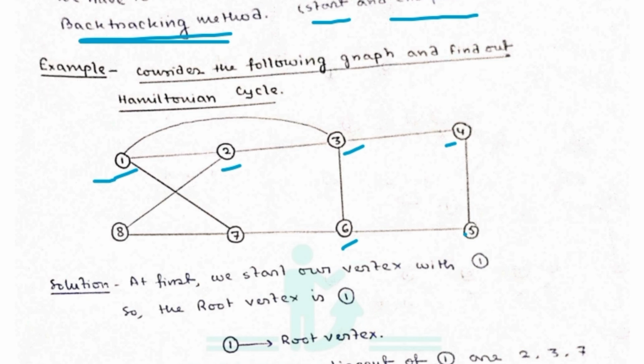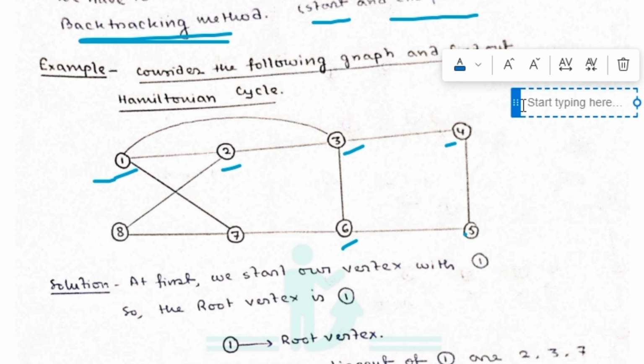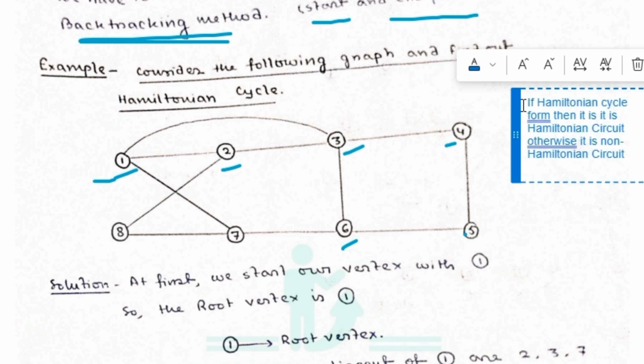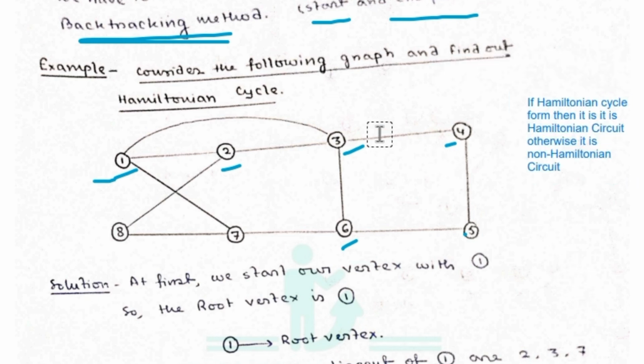And if it is a Hamiltonian cycle, then it is also called the Hamiltonian circuit. Otherwise, it is a non-Hamiltonian cycle. If a Hamiltonian cycle forms inside the graph, that means if all the vertices are traversed and the starting position and ending position are the same, then it is a Hamiltonian cycle. Otherwise, it is a non-Hamiltonian cycle.